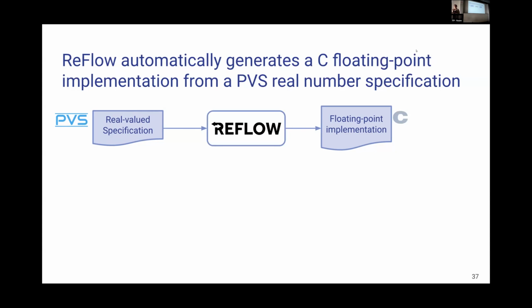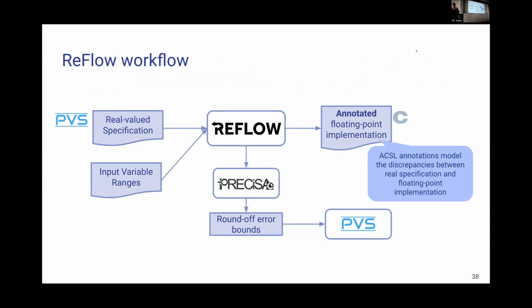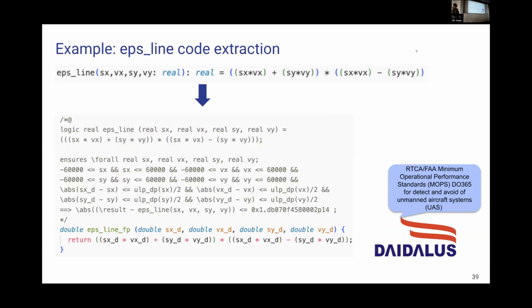And that is what we have implemented with our other tool called Reflow. Reflow takes as input a real-valued specification of an algorithm and produces a floating point implementation in C, annotated with pre- and postconditions that specify how the round-off error accumulates. And to do so, we use, of course, the other tool PRECiSA to get the round-off error bounds, which are proven in PVS.